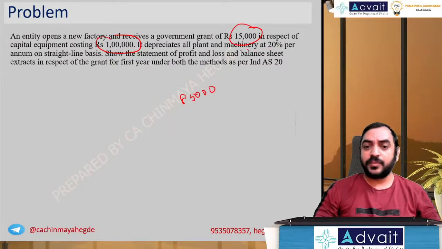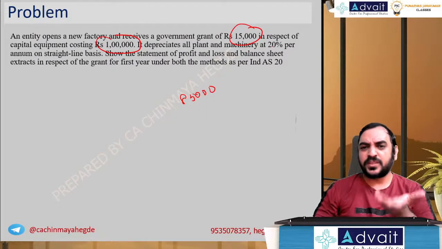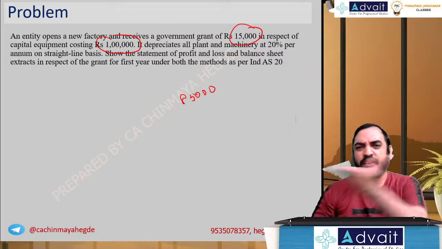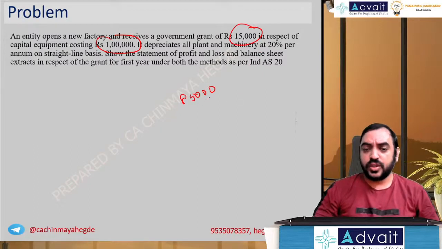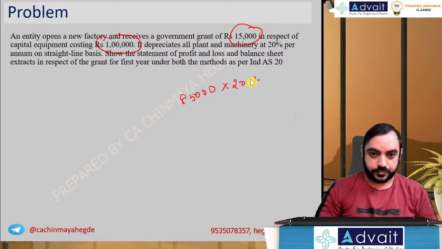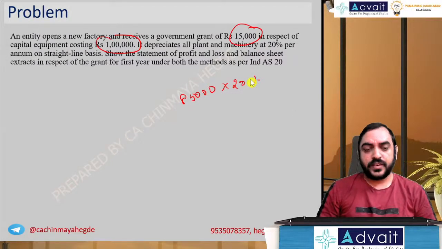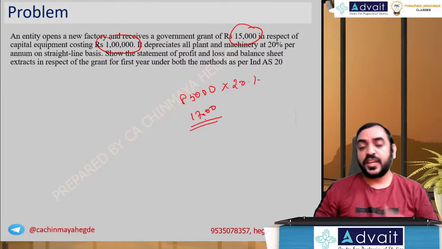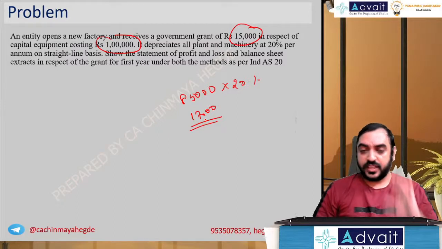20% over straight line basis, so you can do basically remaining life. I think 20% means 5 years, right? 20, 20, 20, 5 years you get. So you can just do into 20%. I think 17,000 you get. 17,000 is what you can take to the P&L account every year.